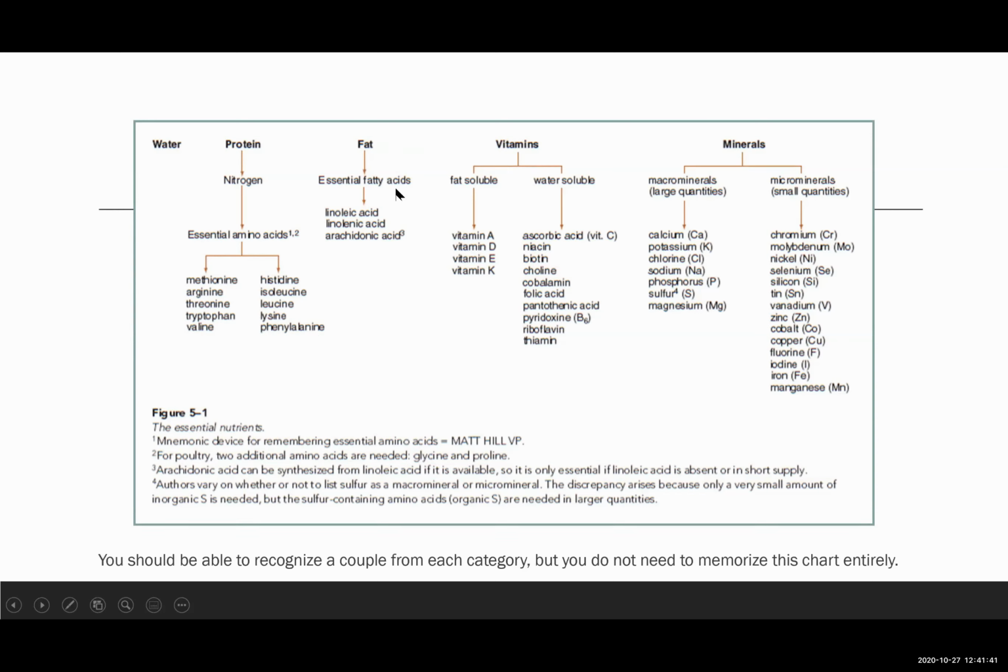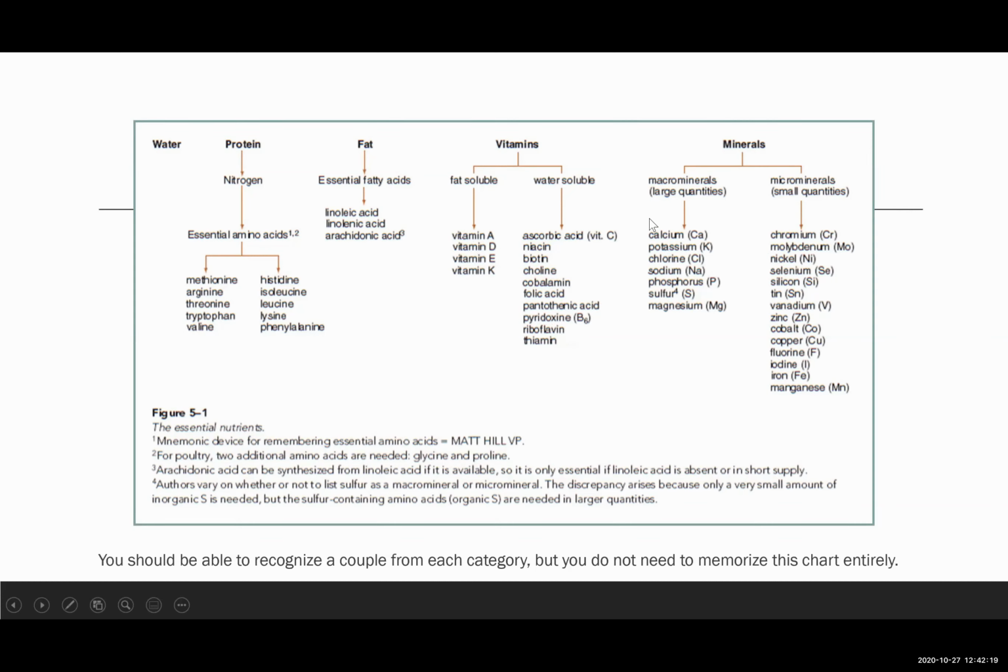We then have fats. They are made up of fatty acids. And the essential fatty acids are linoleic, linolenic, and arachidonic acid. So these three. Vitamins are broken down into two different categories. They can either be fat soluble or water soluble, which means that is how they are transported or moved around within the body. So these are just lists of the two. A, D, and K are all fat soluble, meaning that they can easily cross through and associate with fat, whereas water soluble, obviously water.